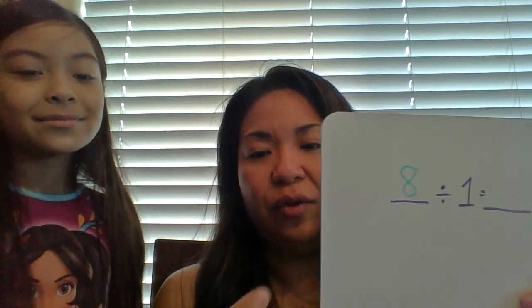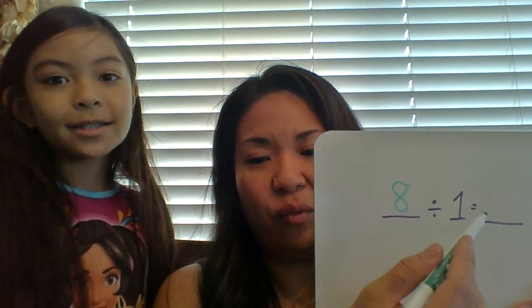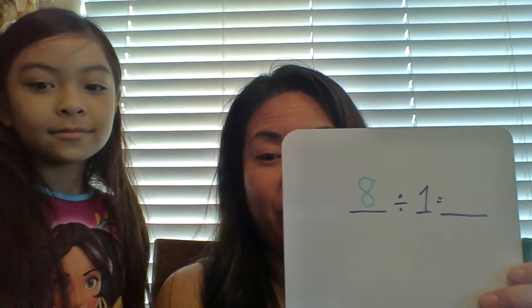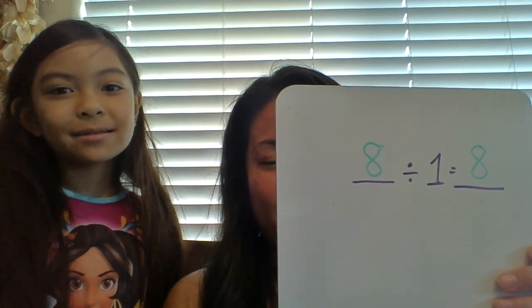Lily, will you choose any number between 2 and 10? 8. Let's do it. I'm going to write it in a different color. Let's get this green. And we're going to write the number 8 in our equation here. And we're going to divide it by 1. And that is going to equal what, Lil? 8. Very good.